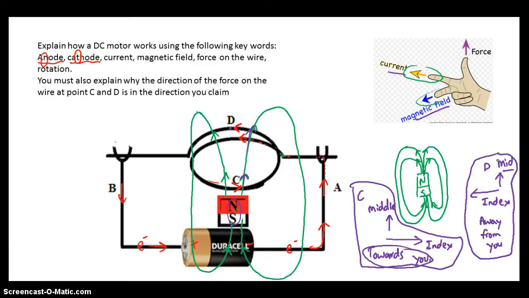Alright, so let's look at these 2 points. At point C, there's a force that's towards you. At point D, there's a force that's away from you. So picture someone pulling at point C, because it's towards you. Someone's pulling it towards you, and at point D, they're pushing it away. This is going to cause a rotation. C is going to come towards you, D is going to go away. And it's going to flip around, and again, C comes towards you, D away.